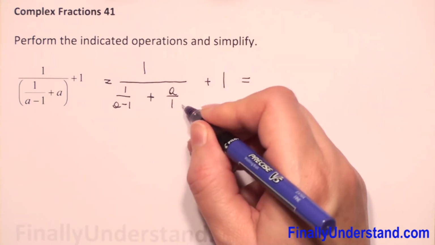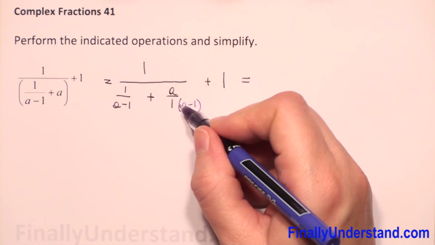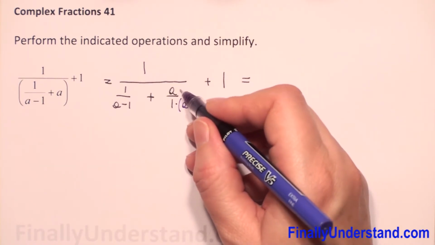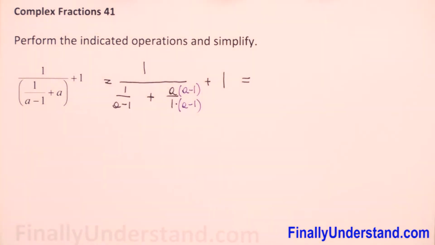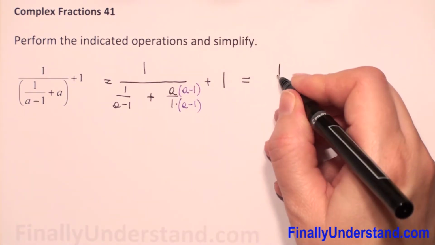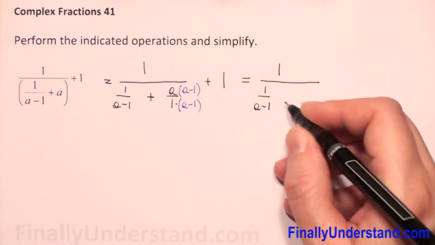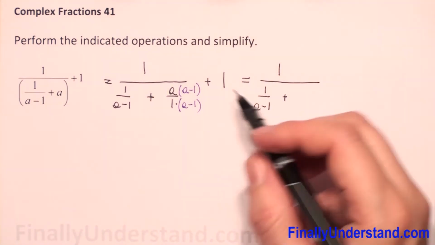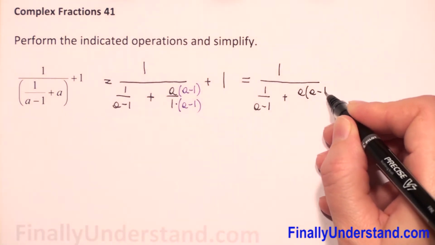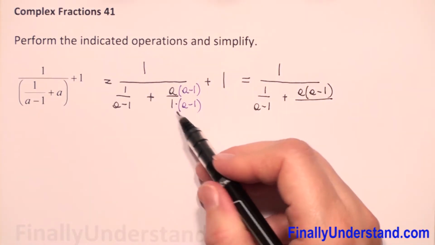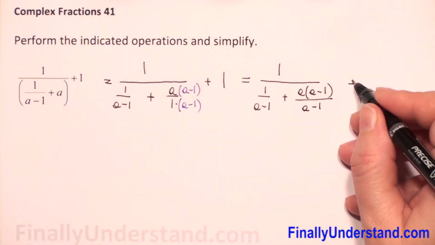So I need to multiply 1 times a minus 1. Whatever I did in the denominator, I have to do the same with the numerator. So now this is equal, we have 1 over a minus 1, and we have plus a times a minus 1 over 1 times a minus 1, which is a minus 1, and we have plus 1.